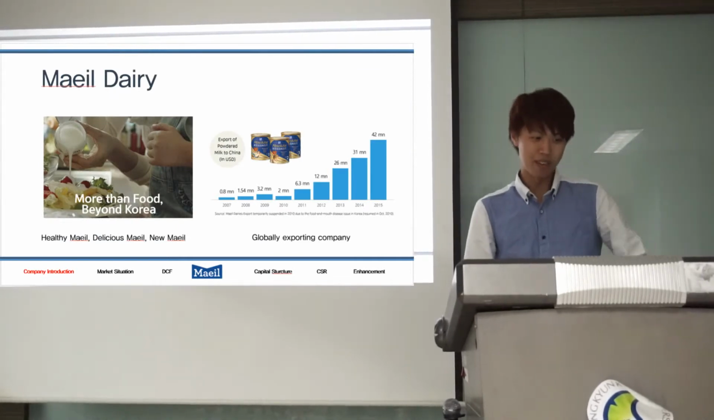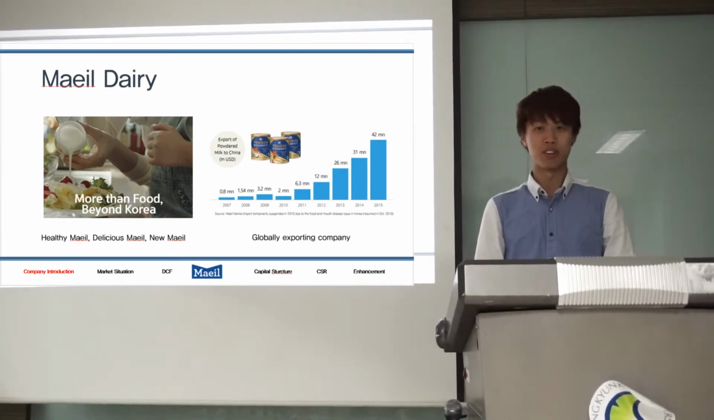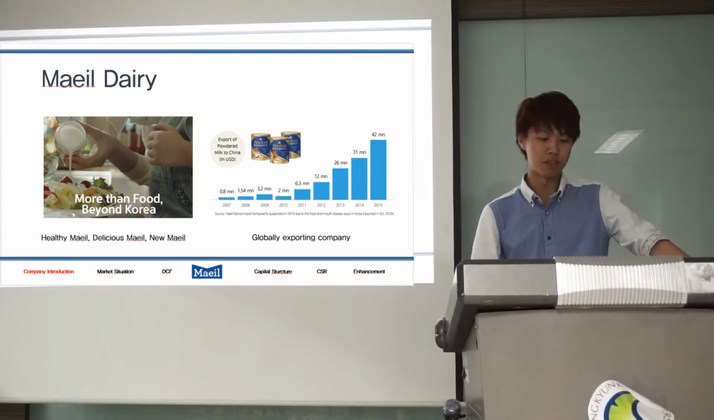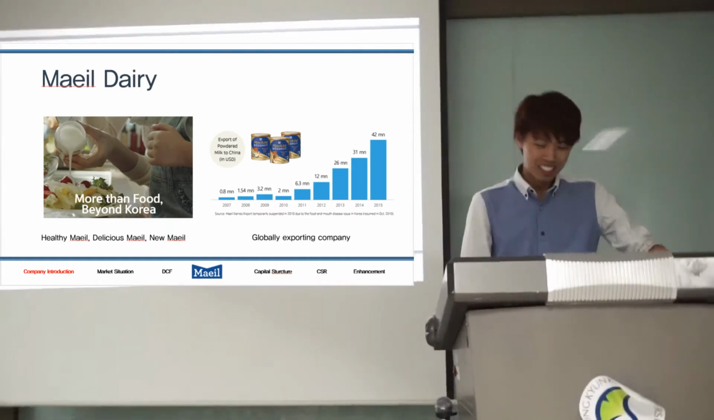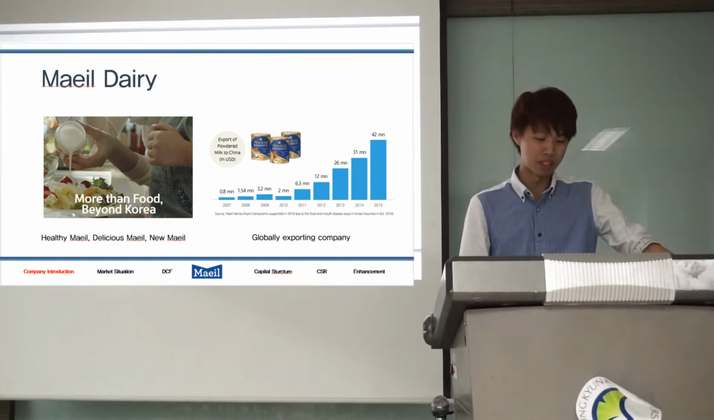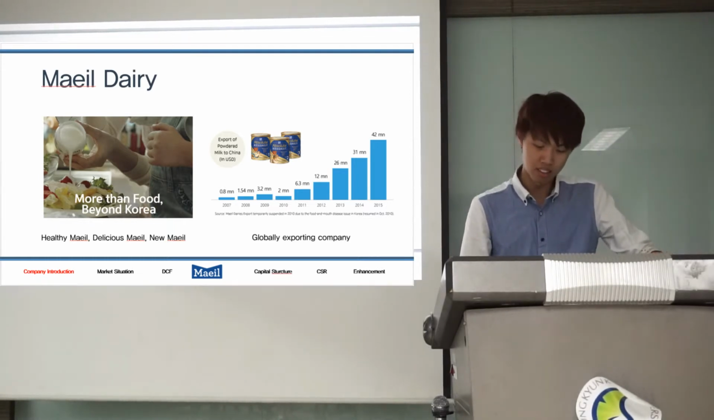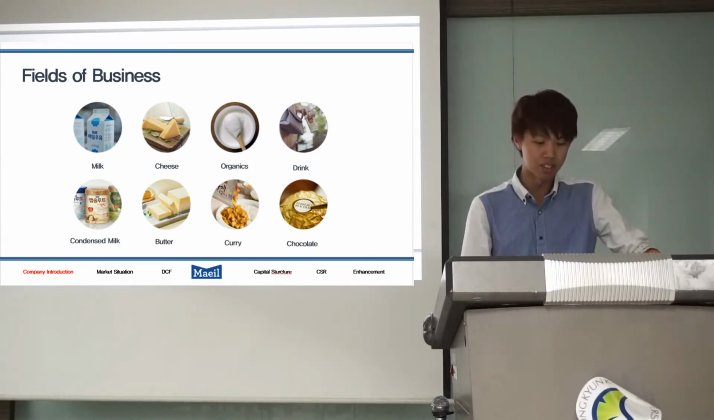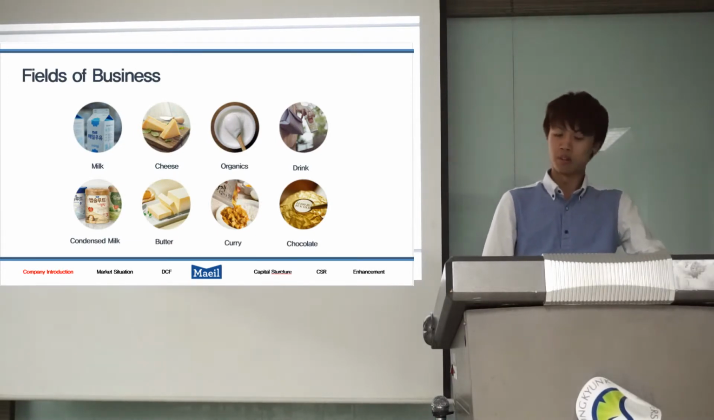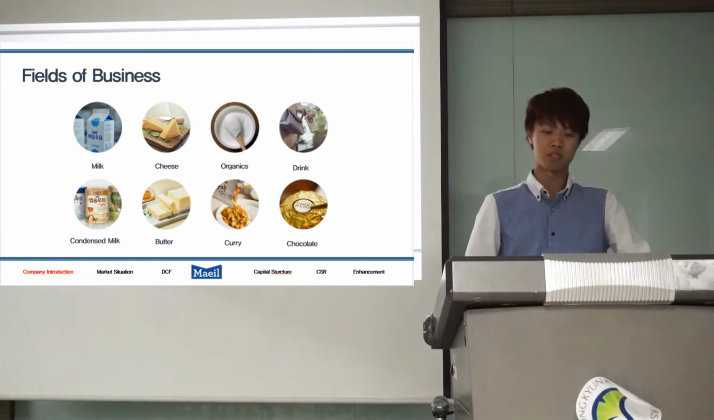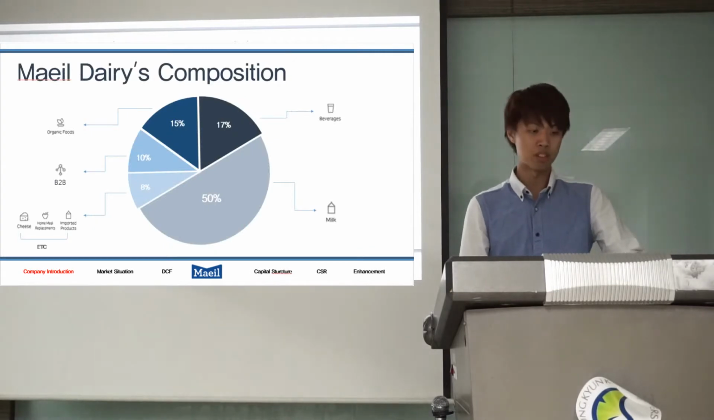Maeil Dairies Company is a local Korean company. The principle of the business is basically putting the healthier lives of customers first. The production process means quality-first management to provide the safest product to the customer, and it is currently exporting a wide range of products to 7 countries around the world, which includes milk, condensed milk, and chocolate, etc.